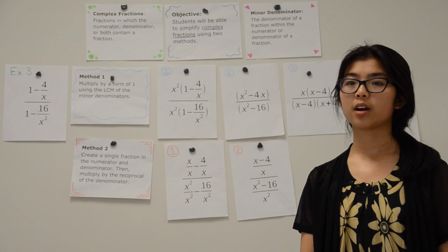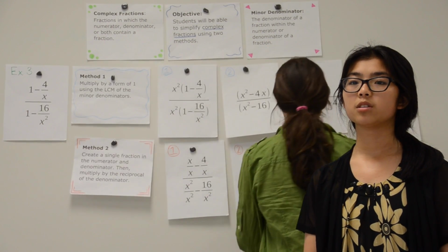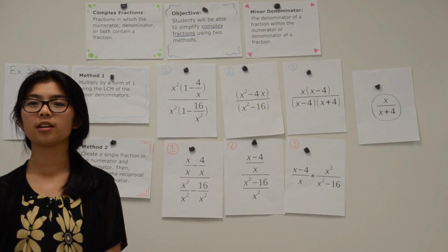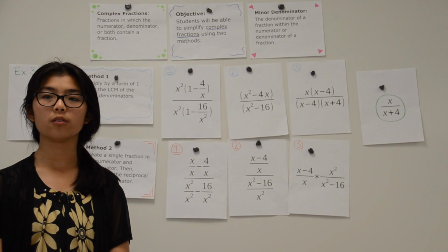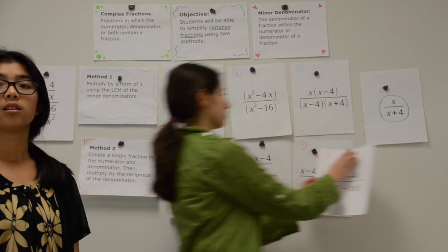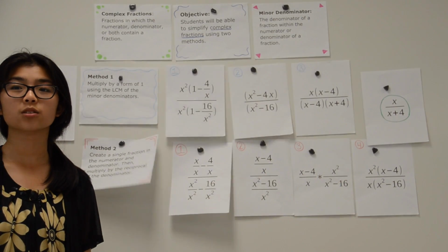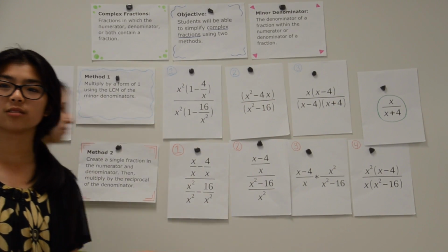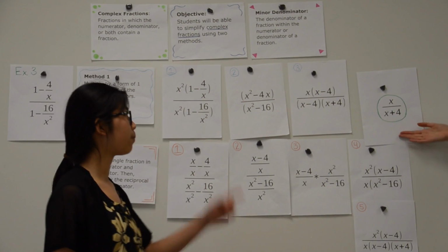Now, both fractions in the numerator and denominator have a single minor denominator. We can multiply by the reciprocal of the denominator. So, x minus 4 over x multiplied by x squared over x squared minus 16. This gives us x squared over x minus 4 over x times x squared minus 16. For the last step, factor. We factor out x minus 4 and x. The final expression would look like this.